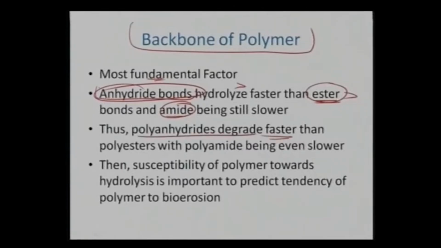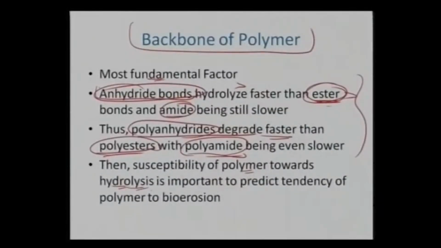So polyanhydrides will degrade much faster than esters or polyesters, and polyamides might be much more stable, degrading at a much slower rate than esters. We can have a polyanhydride which degrades in a very short duration, followed by polyesters, which degrade at a much slower rate, and polyamides being even slower than polyesters. The susceptibility of the polymer towards hydrolysis is also very important. Though this depends on the overall chemical nature, like the anhydride, ester and amide bond, there is an additional factor of the hydrolysis part.